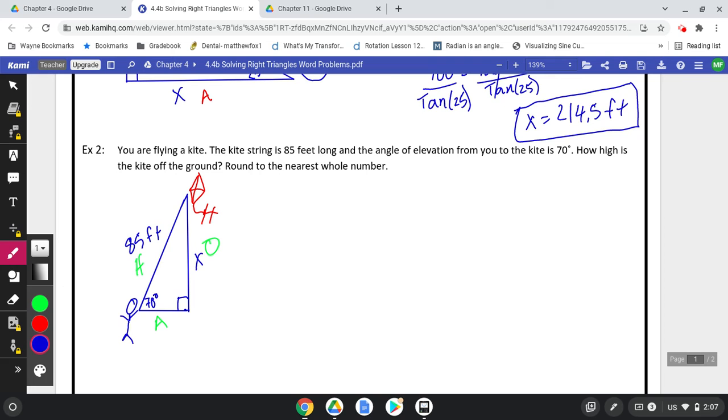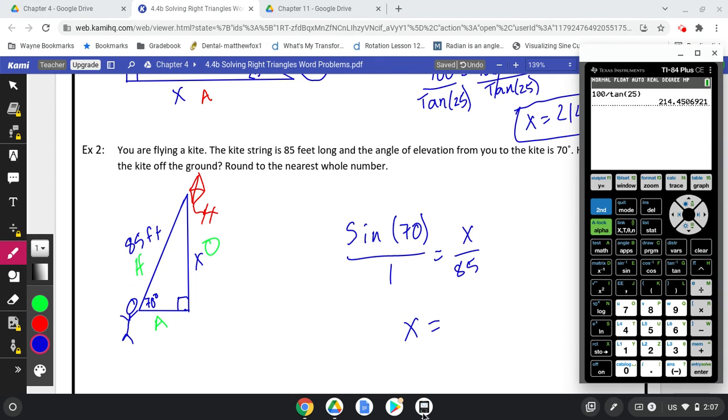So in our case, O and H, so sine of 70 equals O over H, so X over 85. We cross multiply, so 85 times the sine of 70. Once again, we can use our calculator, so 85 times the sine of 70.